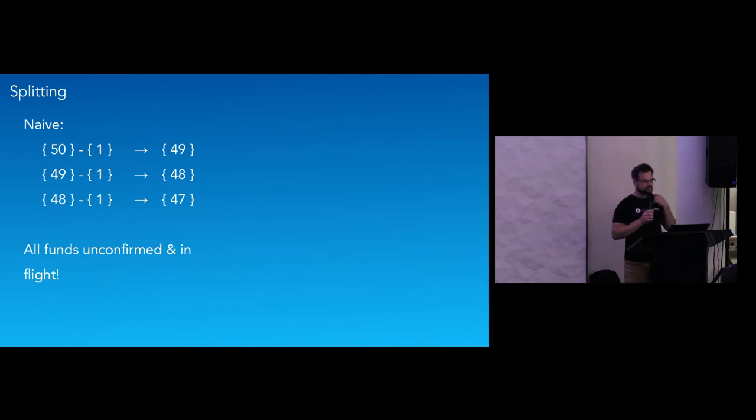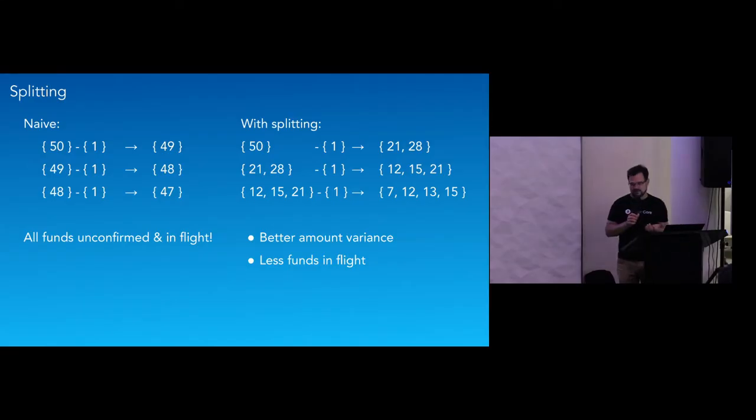If you want to, for example, create another transaction that is of higher urgency than those, you cannot create that easily, because you're essentially doing a child pays for parent on the previous transaction, and you have to pay for that one too. Of course, you could just go ahead and split those unspents differently in the change. You don't have to only create one change output. So especially if you're starting a new wallet, you might decide to split those 49 Bitcoin you're getting back into 2 change outputs, 21 and 28. Note that I'm using 2 different amounts to give us more options in the amount variance.